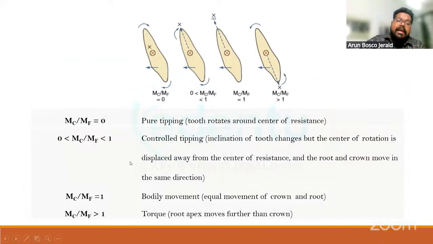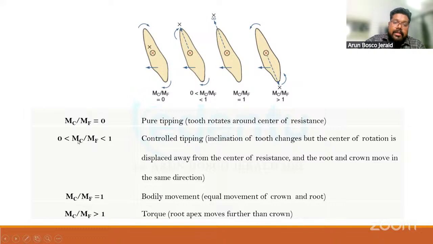Now, based on the moment of couple, if the ratio between the moment of couple and moment of force is 0, that means the numerator is 0. MC by MF equals 0 means MC is 0. That means moment of couple is 0, that we are not giving any kind of counteracting moment. Then there will be pure tipping. The tooth rotates around the center of resistance.